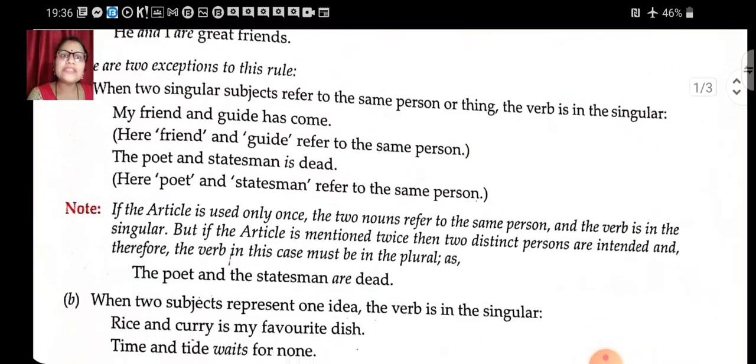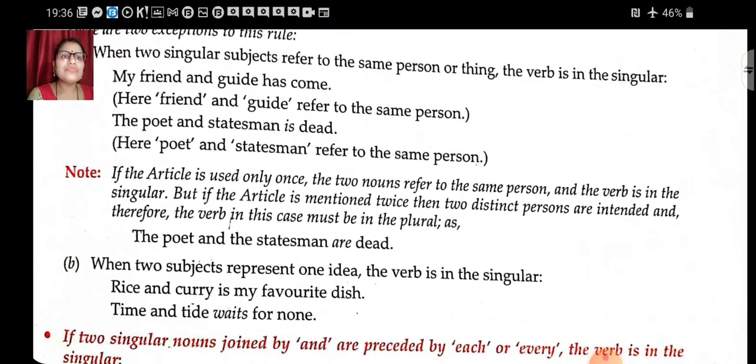So if the article is used only once, the two nouns refer to the same person and the verb is in the singular. But if the article is mentioned twice, then two distinct persons are intended and therefore the verb in this case must be in the plural. They have given you the example also, the poet and the statesman. Now the poet, the statesman, two persons are dead, not is dead. Hope it is clear to you.